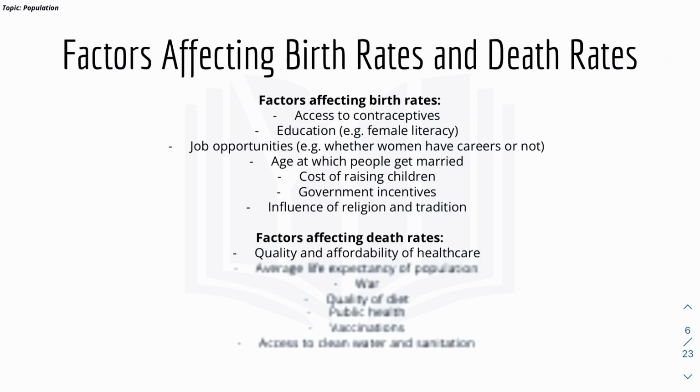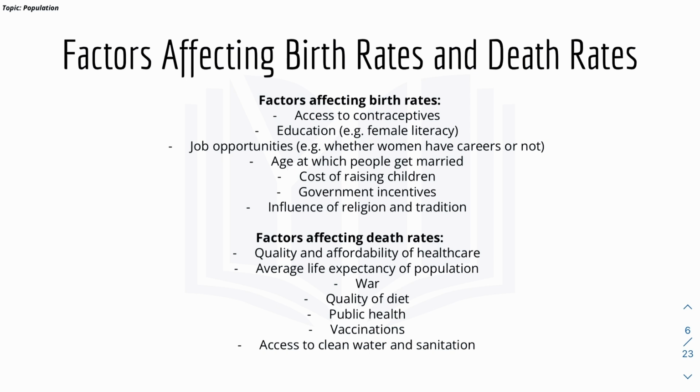And then moving on now to factors affecting birth rates and death rates. There are many factors affecting birth rates. For example, access to contraceptives, education, job opportunities, age at which people get married, the cost of raising children, government incentives, for example the one-child policy or different policies that increase or decrease birth rates, and influence of religion and tradition, because for example, some religions don't allow contraceptives, which will increase birth rates, and so on.